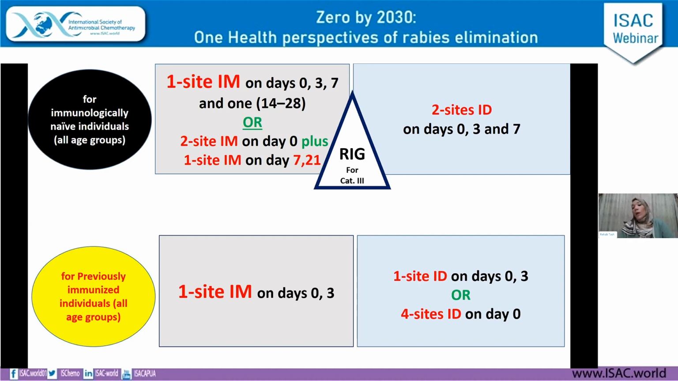And this is where the art of intradermal injection of rabies vaccine comes in. In 1 day, you can have 4-site intradermal injections, and that's it, with no return.